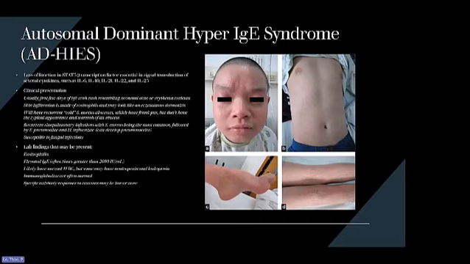Some lab findings that may be present are eosinophilia and elevated IgE, which is usually greater than 2,000. Again, I think that's hard, because a lot of our allergic patients will also have IgE greater than 2,000, but we're not always evaluating for autosomal dominant hyper IgE syndrome. So you really have to take into consideration what other things are present when you're seeing this patient.